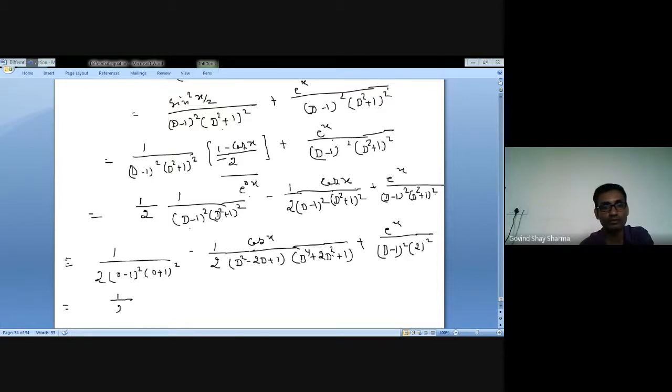It is converting to minus 1 by 2 cos. Here we can put minus 1 square, so it becomes minus 1 minus 2d plus 1. Here we can write d square minus 1 square minus 1. So it will become 1 minus 1 square minus 2 plus 1. This will be 0.